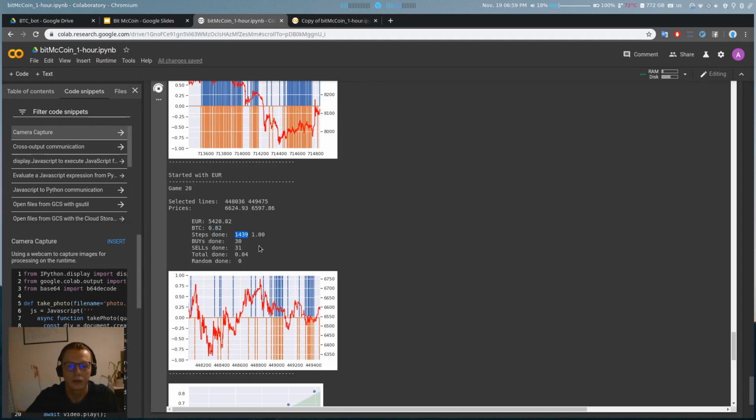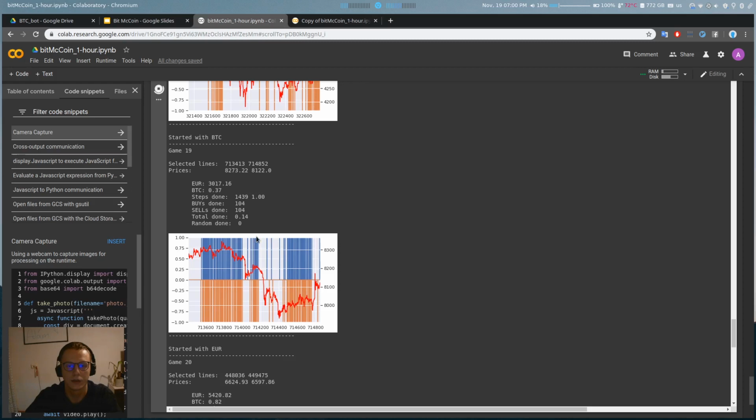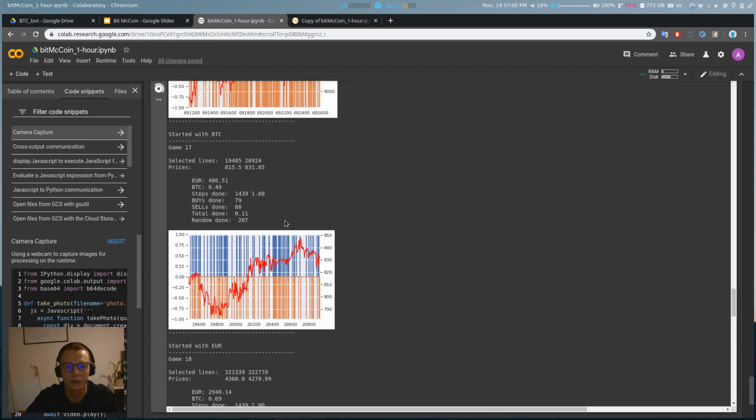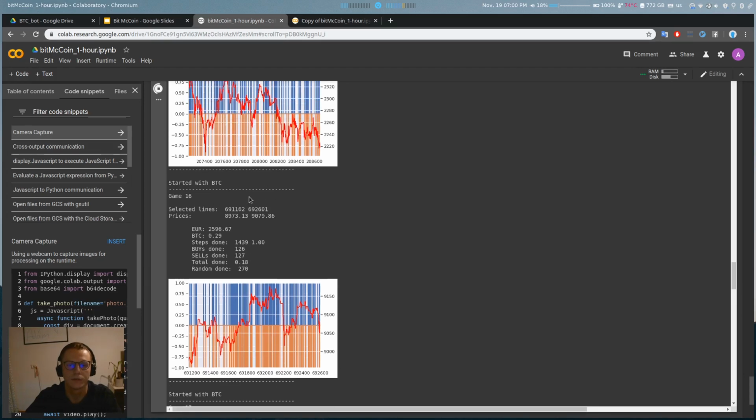It calculates the steps done during the training process. So did the game crash? Well, I had a crash mechanic before, so that's just the leftover from there. Then how many times the bot bought and how many times the bot sold, and then total done, so just 61 divided by 1439, and the random steps done. So you can see that for 10th, 9th and 8th game there's no random steps, but if you would go to game 17 there's 207.